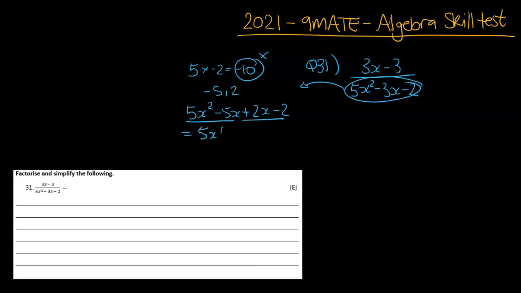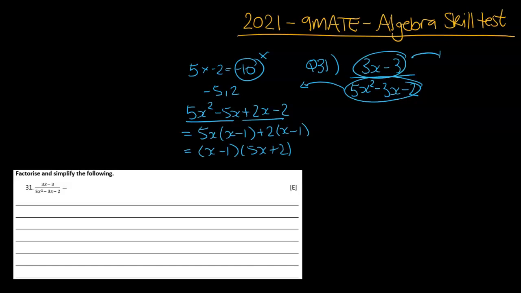The first group has a 5x in common, leaving x minus 1. The second group has a 2 in common, so I've got plus 2, leaving us with x minus 1. And I'm liking this, the same brackets come up twice. So that's going to be my first bracket, x minus 1, and 5x plus 2. And that second bracket comes from the leftovers, 5x plus 2. That's going to be the bottom.